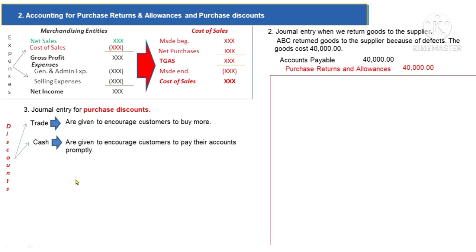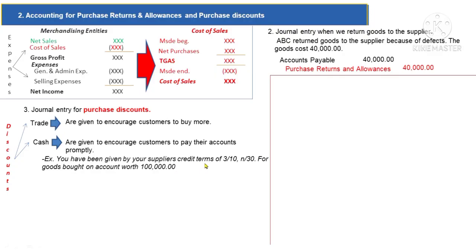Here, you will be given this type of discount if you pay within the discount period. So we have an example right here, which is you have been given by your suppliers credit terms of 3, 10, and 30 for your goods bought on account worth 100,000. What does this mean again? It means when you pay within 10 days, you are gonna get 3% discount. Now, let's go to the entries.